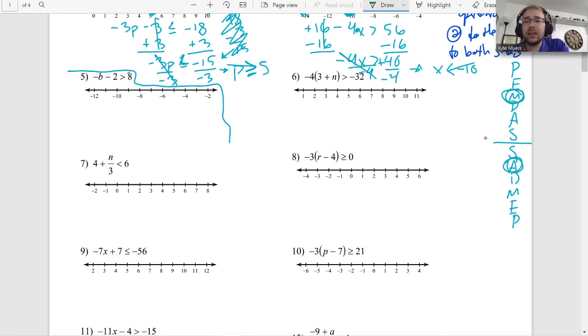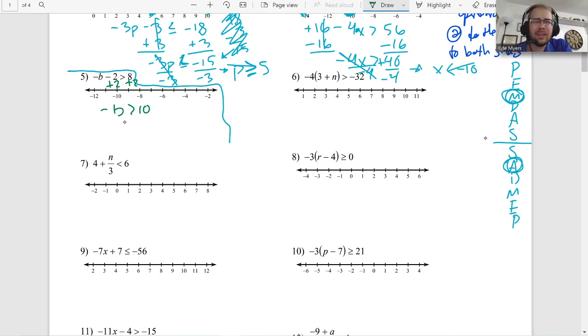Well, the first thing I want to do here, there's nothing to do PEMDAS-wise, so I want to add 2 to both sides. Negative b, and I want to add 2 to both sides. 8 plus 2 is 10. So that's 10. And then I want to multiply or divide by a negative 1.